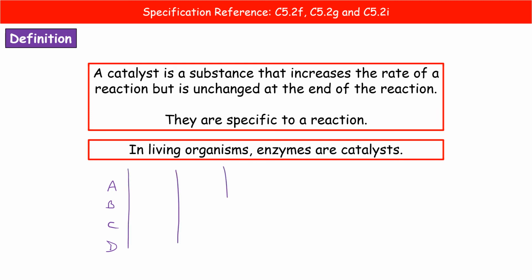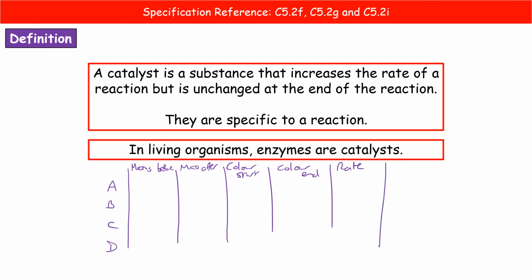They then give us key information in a little table. So you would have something like our mass before, mass after. You could have colour at the start, we could have colour at the end, and we'll have a measure of the rate. So what we're going to find is when we're looking at these, we need to make sure the rate is increasing, because obviously a catalyst increases the rate of reaction. And then we need to make sure the 2 colours stay the same and the mass stays the same.